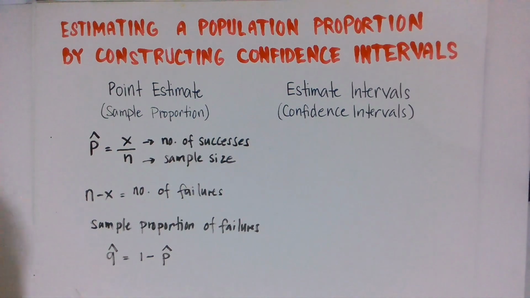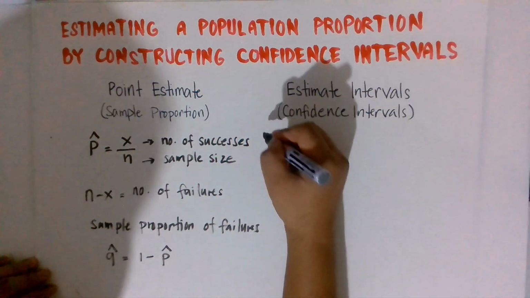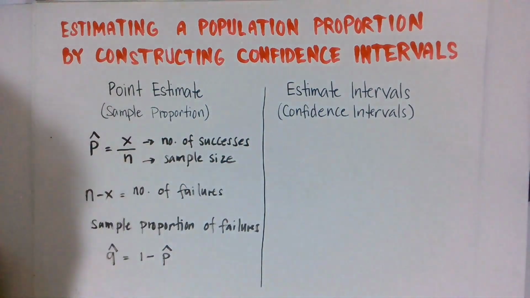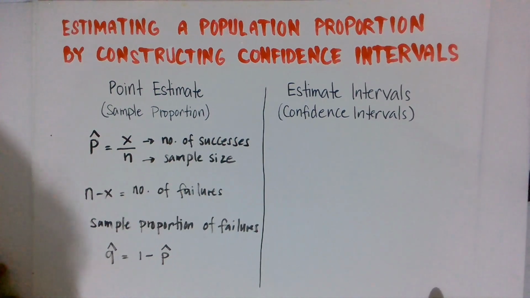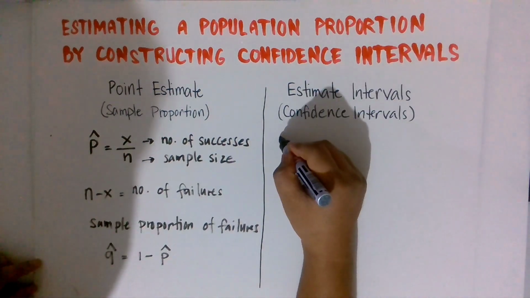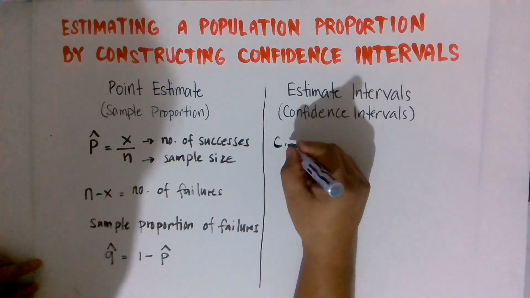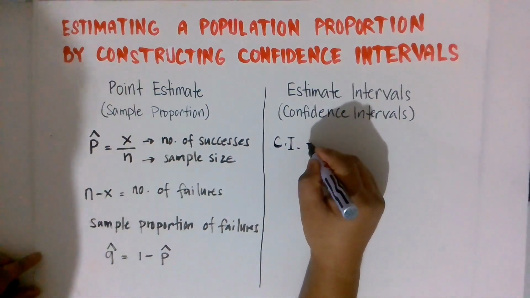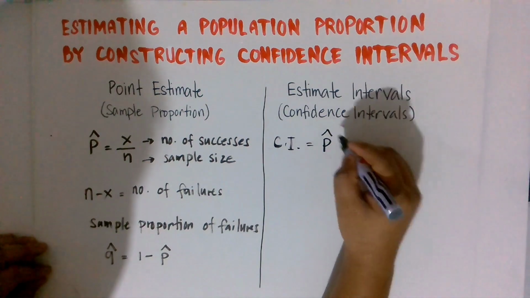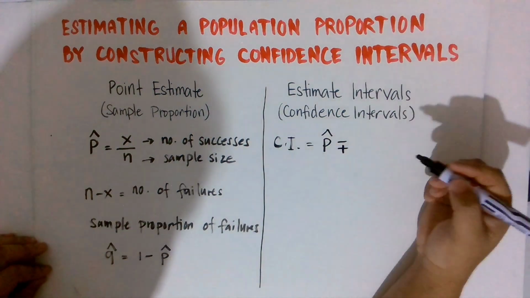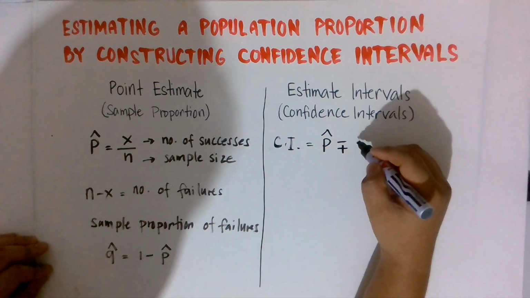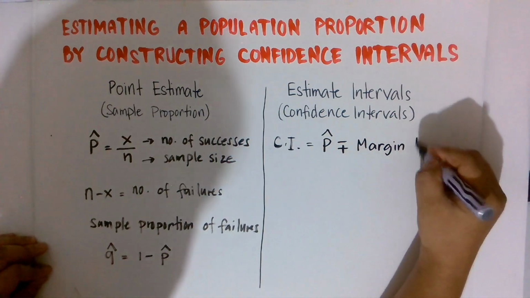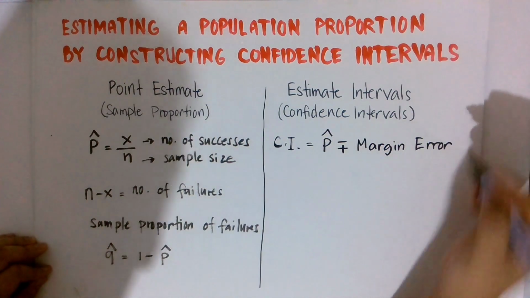Now let's proceed to estimate intervals. So dito aalamin lang muna natin yung mga formulas or equations na dapat natin magamit bago tayo magbigay ng example later on. Okay? So, confidence interval, okay, is actually equals to P hat minus and plus of the margin error. Okay, so P hat plus and minus margin error, and that's our confidence intervals.